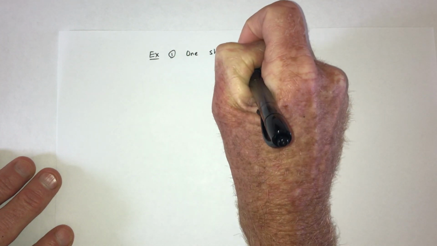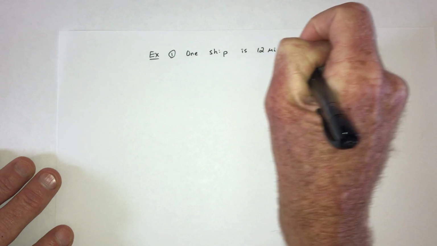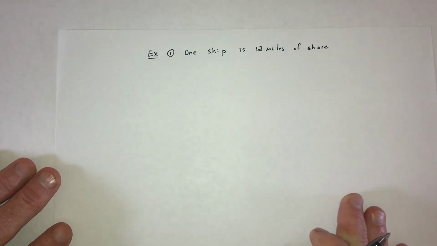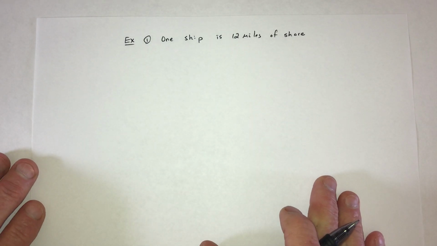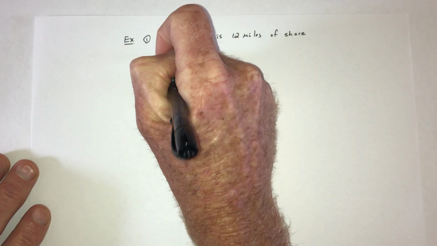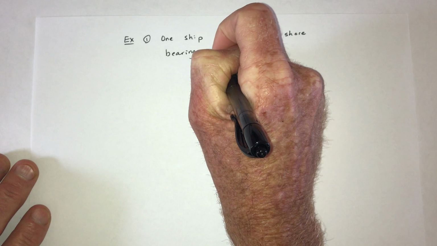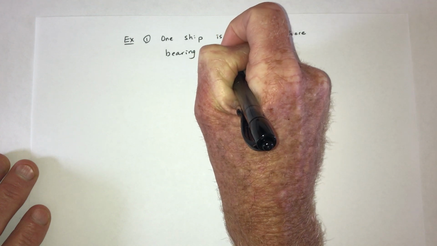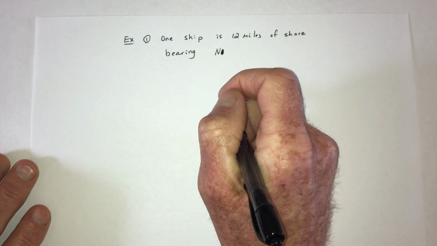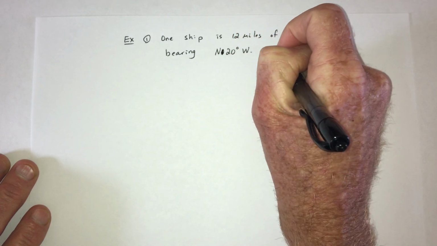So one ship is 12 miles offshore. So 12 miles off of the beach, and bearing from the north, oops, I didn't mean to start writing it, just the end. From the north, go 20 degrees towards the west.